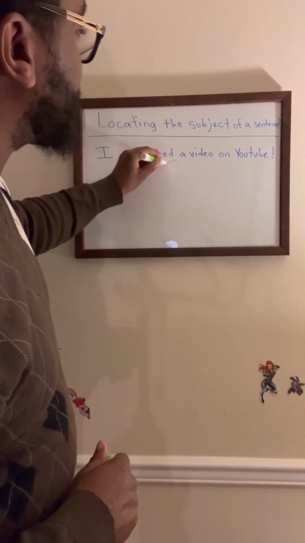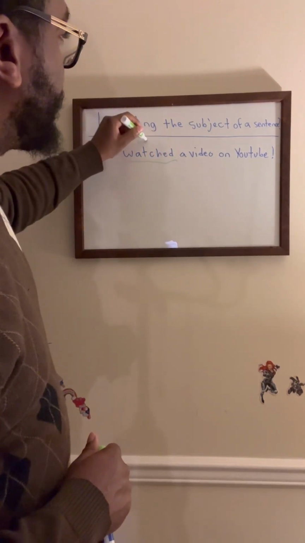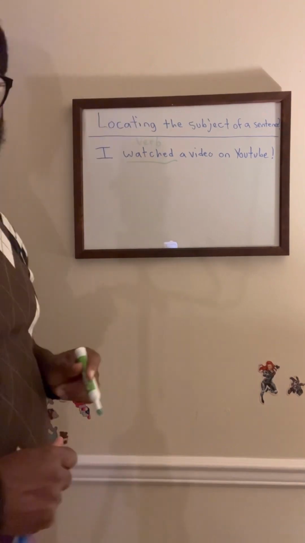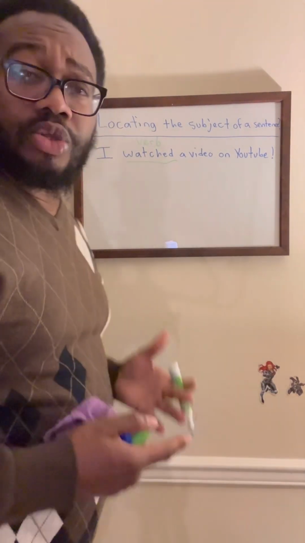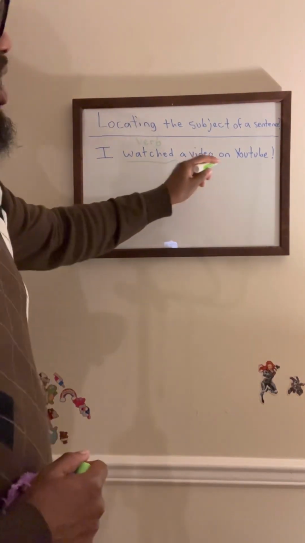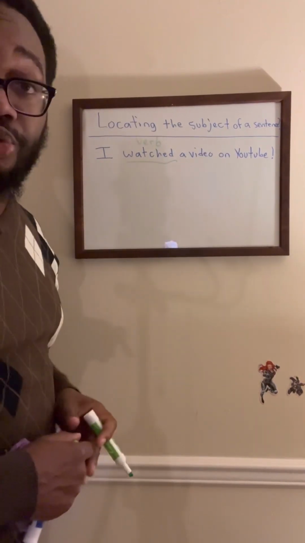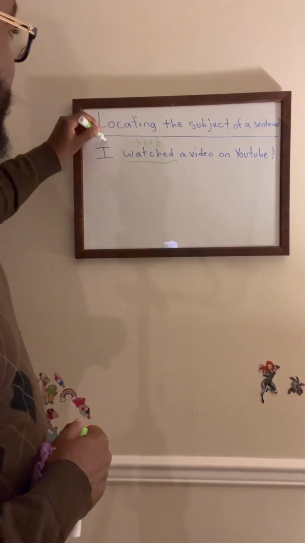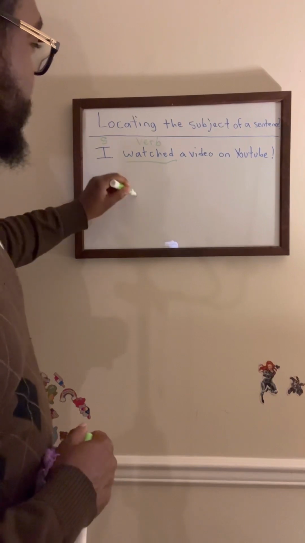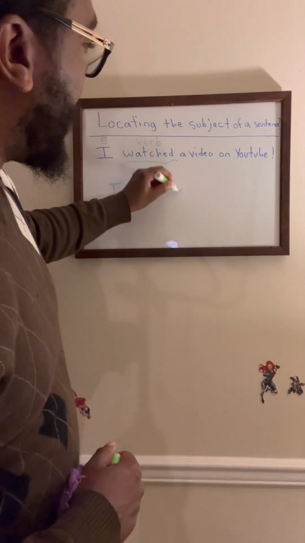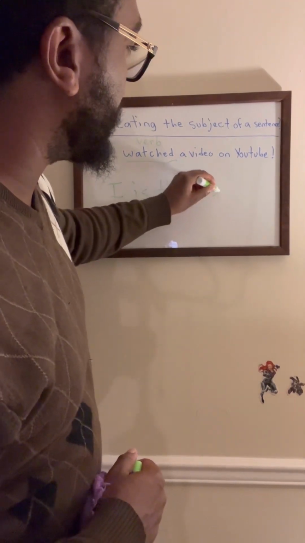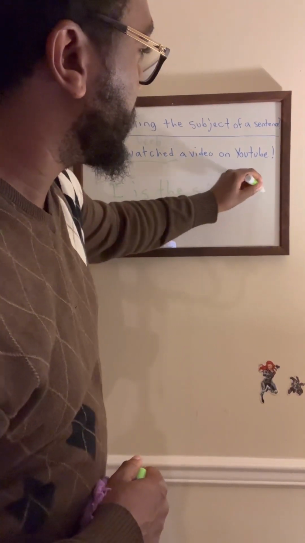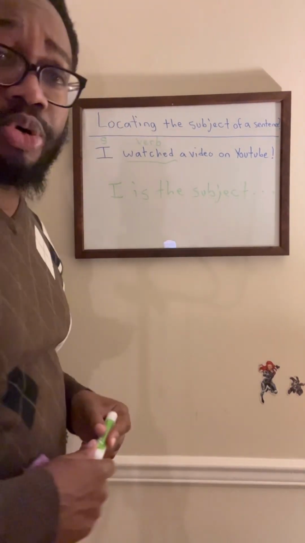Correct. Watched is the verb. Your verb is watched. So next, ask yourself, who did the watching? Was it I, a video on YouTube, or the exclamation point? The answer is I. I is the subject of the sentence. I watched the video on YouTube. Put my little ellipses there because I'm running out of board.